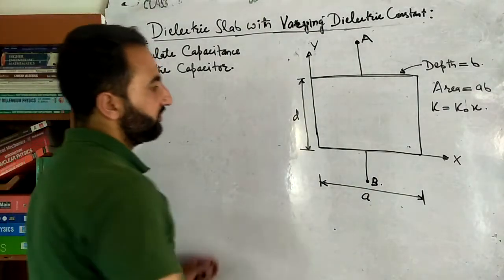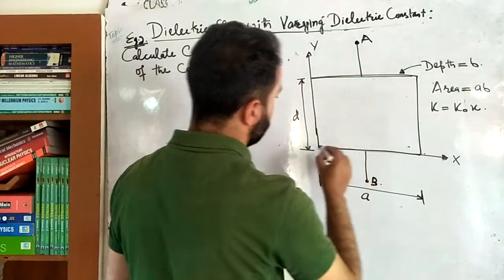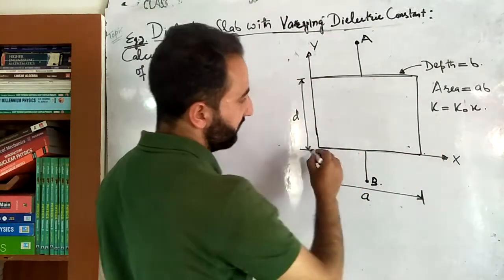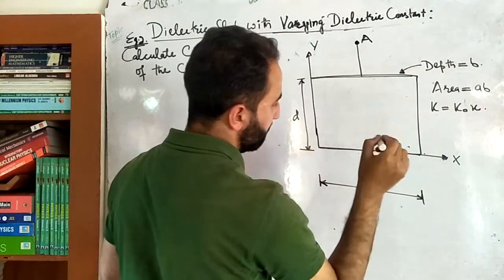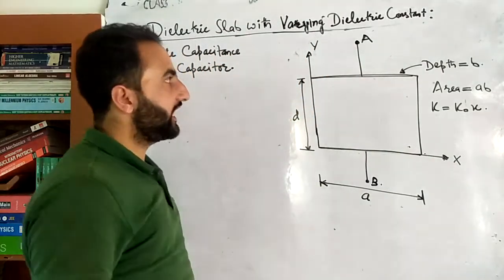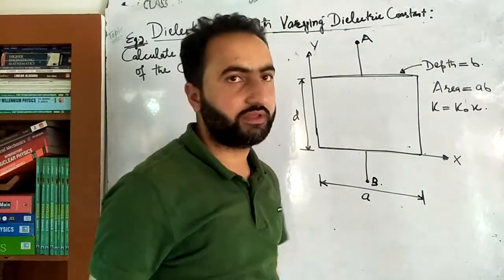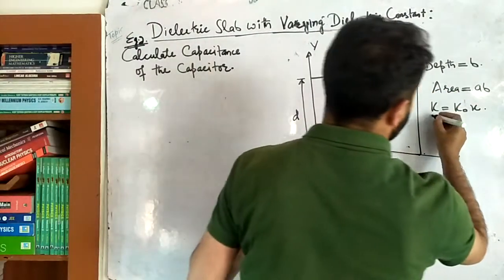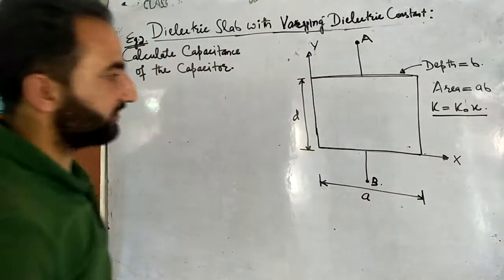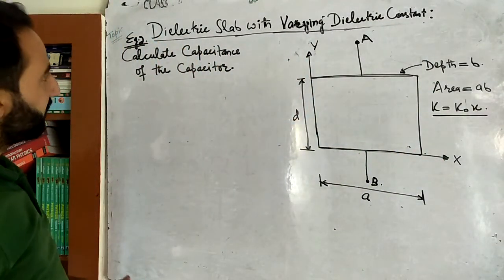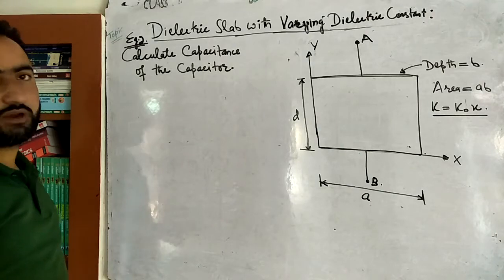Then what is given is that D is the separation between the plates, and this side length of the plates is A, and the depth is B, so the area of these plates is equal to A multiplied by B. And K is given as K naught multiplied by x, which implies it varies with x. Again the question is the same: calculate the capacitance of the parallel plate capacitor.